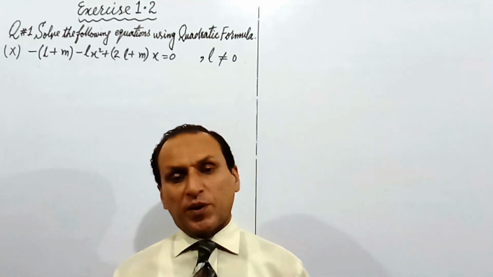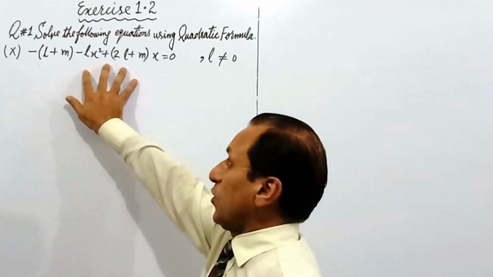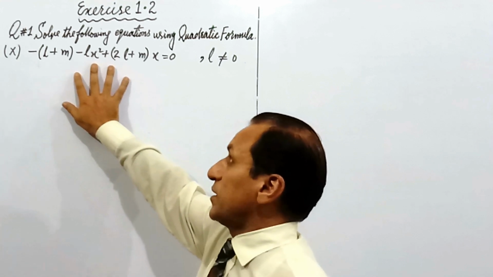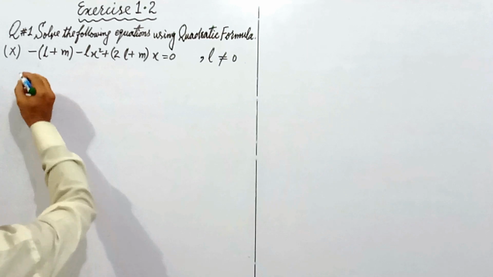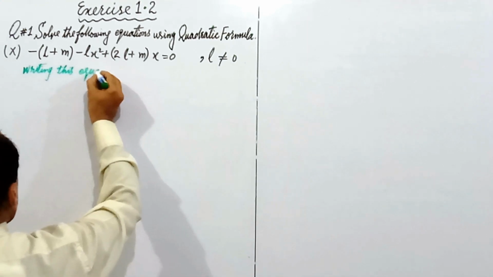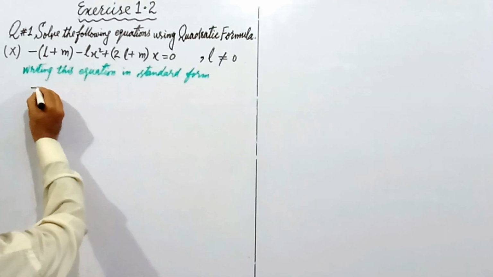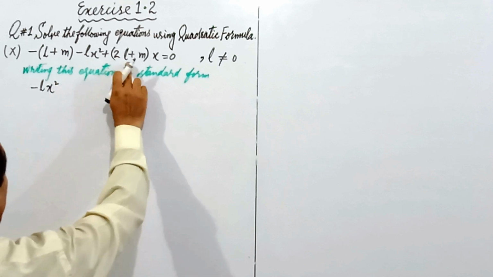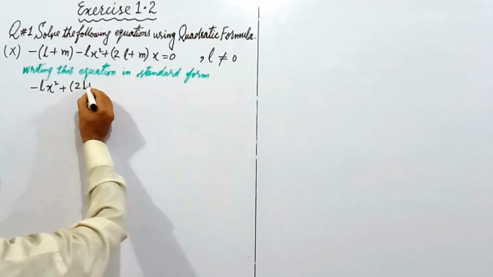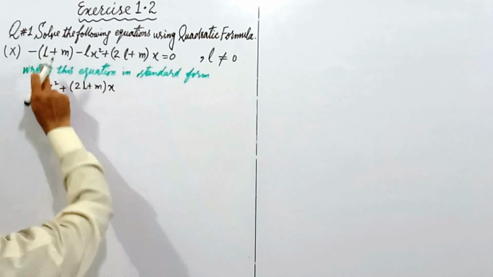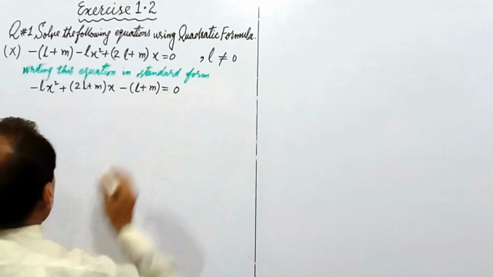Let's do part 10, the last part of this exercise, in which we are given a quadratic equation which is not in standard form. First of all, we have to write that given quadratic equation in standard form. First we write the highest degree term, that is minus Lx square. Then we write the linear term plus (2L plus m) into x, and thirdly the constant term minus into (L plus m) is equal to 0.